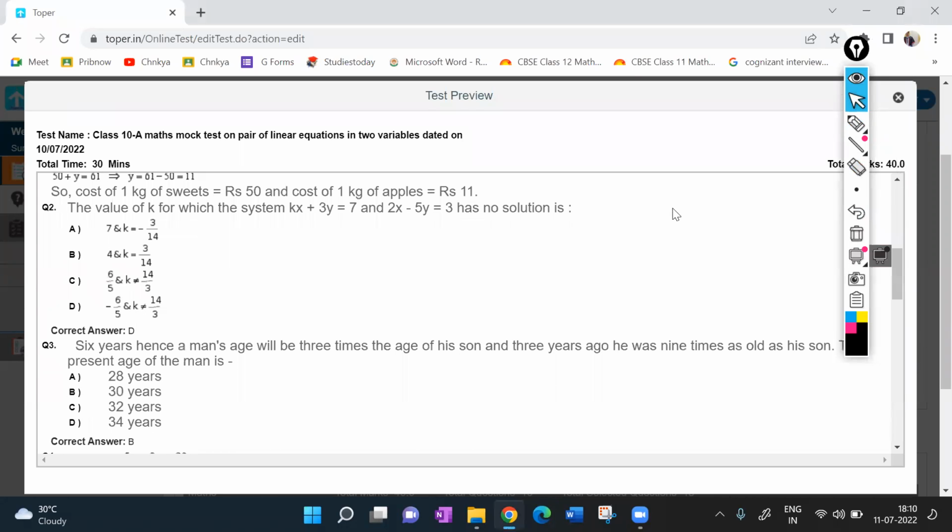The value of k is when there is no solution. What is the no solution condition? A1 by A2 is not equal to B1 by B2. Option D. You got option D? It's also correct. Next question.